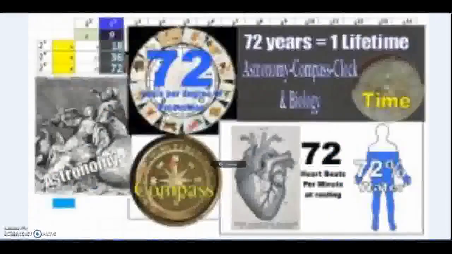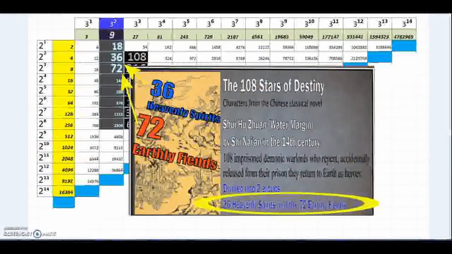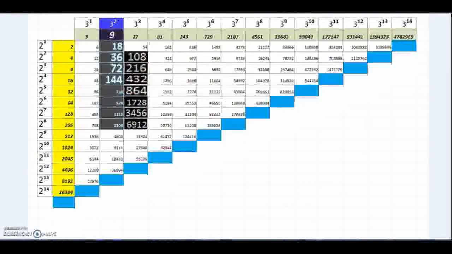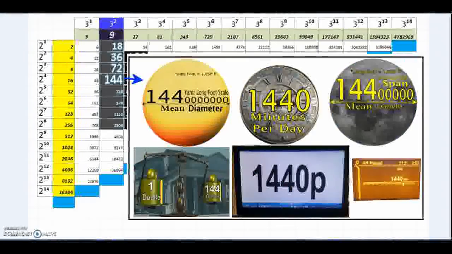Anyway, 72, we went through the same theme, 9 times 2 is 18, times 2 is 36, times 2 is 72. This, again, so many cultures. Now we'll have a look at the number 144, and on this particular column, probably the main one, at least 144 is a pretty cool, pretty important number.